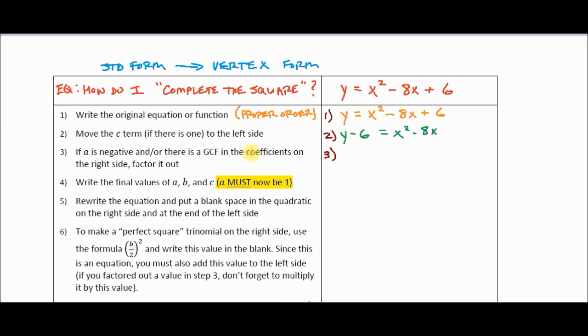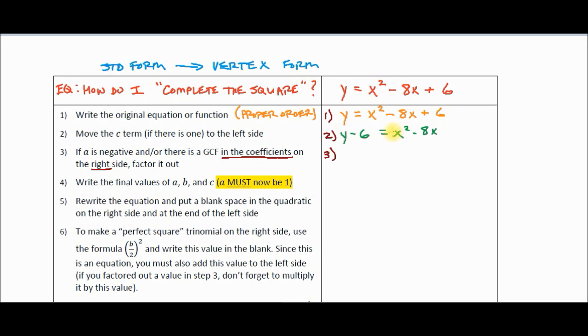Okay, step number 3. Now you've seen this when you were factoring. It's the same kind of step as factoring. If a is negative and or there is a greatest common factor in the coefficients on the right side, class, all we're looking at is the right side. If there is a negative a value, or a greatest common factor, then factor it out. Okay? And now look, we're only looking at the coefficients. So different from factoring, here we're not going to factor out any variables, just the coefficients.